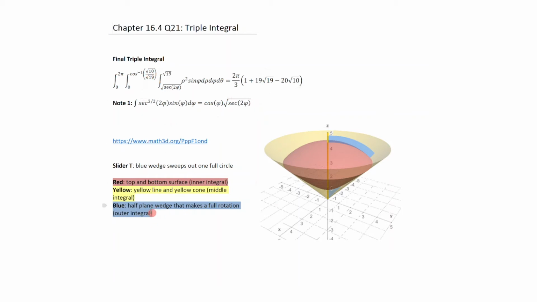And the third is the half plane wedge that makes a full rotation. In other words, if you look at the slider T, if you let that run, this wedge will just make a full circle all the way around.